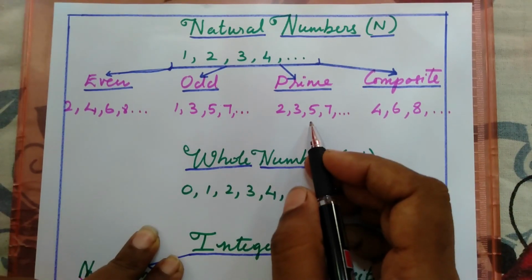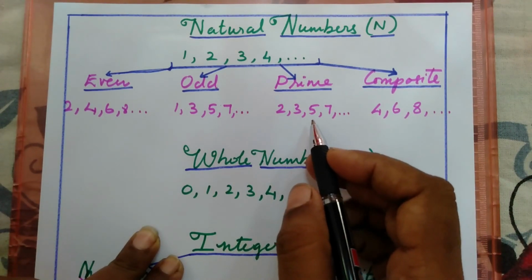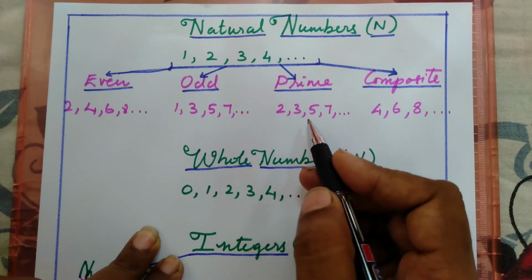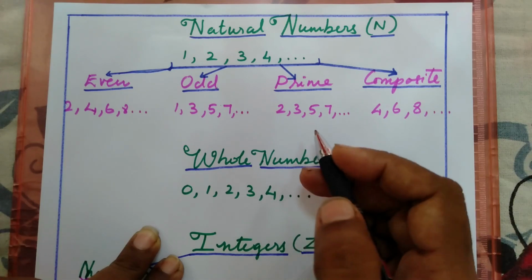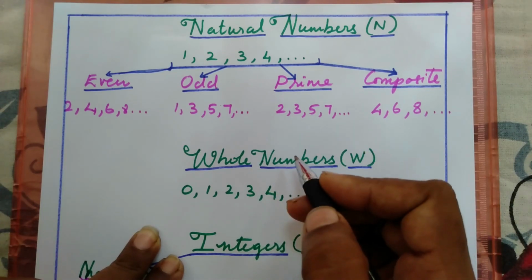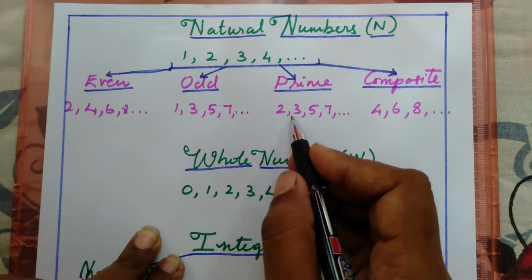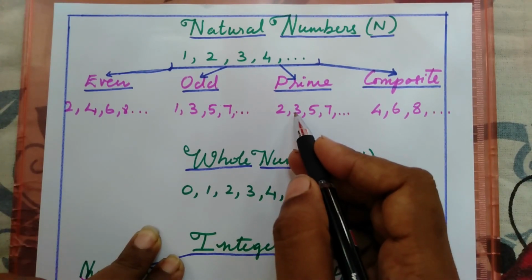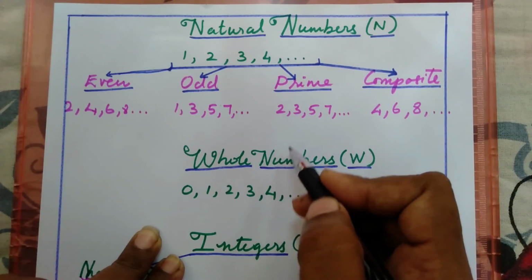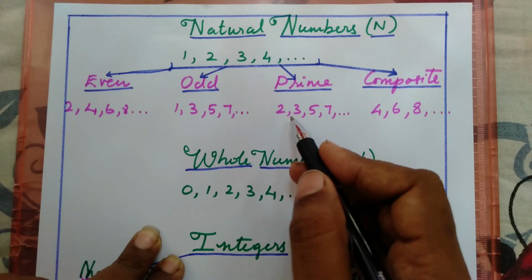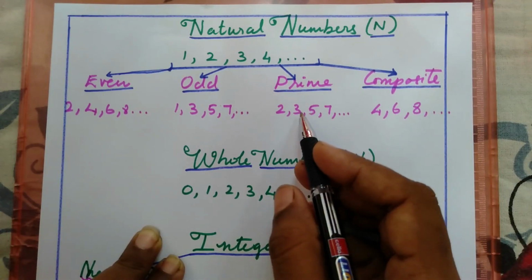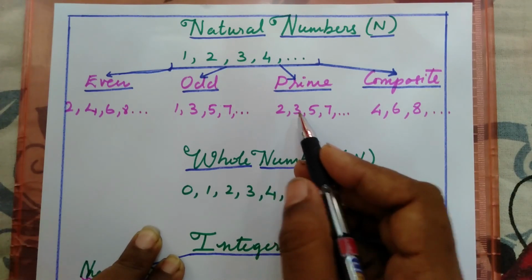Now the next category is prime numbers, and prime numbers are those numbers which have only 2 factors, that is 1 and the number itself. For example, if you take 3, it comes in the 1 table, so 1 is a factor. 3 comes in the 3 table, so 3 is a factor. Other than 1 and 3, it doesn't come in any other table. So 3 has only 2 factors, that is 1 and the number itself.